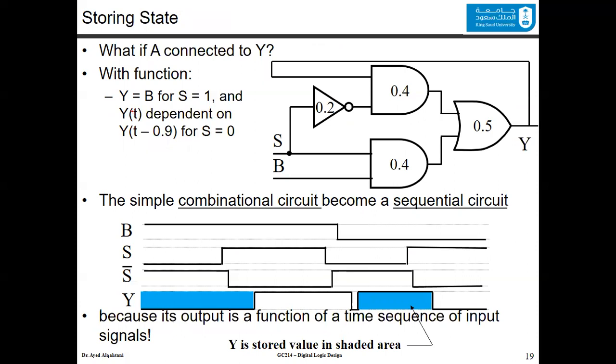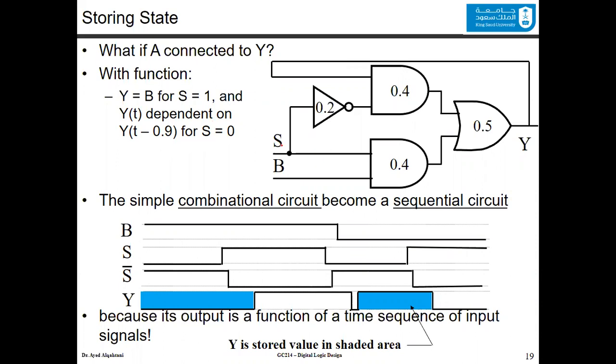Now, let's connect A and Y together. So we have a feedback from the output going back to the input A; we take it out, and we have a full feedback between Y and the first input of the AND circuit. Now the function is y equals b when the selection line is equal to 1, and for y of t, now we care about the time since we have a feedback. Y of t depends on the value of the output y at the time t minus 0.9 nanosecond for s equal to 0.